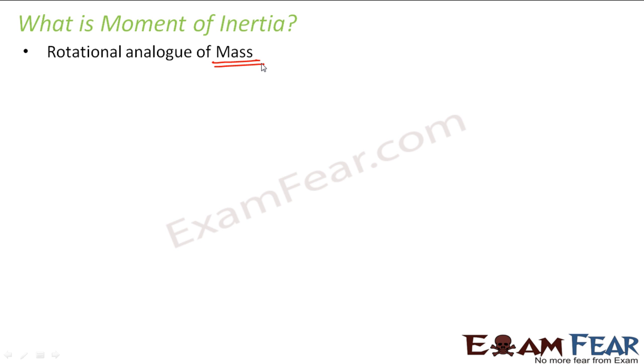Now, to know why moment of inertia is considered a rotational analog of mass, let us write down the equation for kinetic energy in the case of linear motion. What is the equation for kinetic energy in translational motion? In translational motion, kinetic energy is given as half mv square, where m is the mass of the object and v is the velocity with which the object is moving.